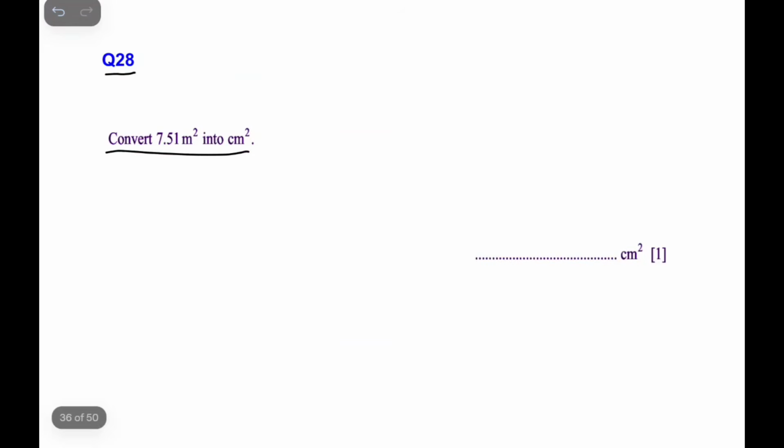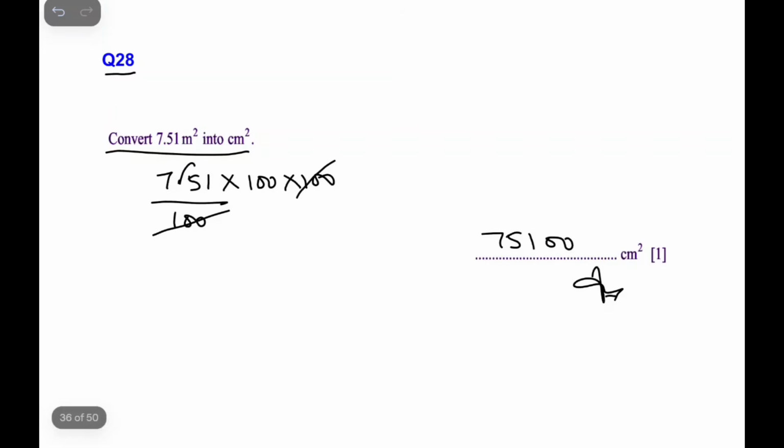Question number 28. Convert 7.51 meter square into centimeter square. So 7.51 multiply by 100 and multiply by 100. Now we can remove this decimal. So we get 75100 centimeter square as answer.